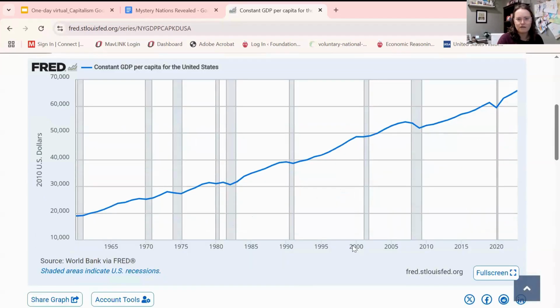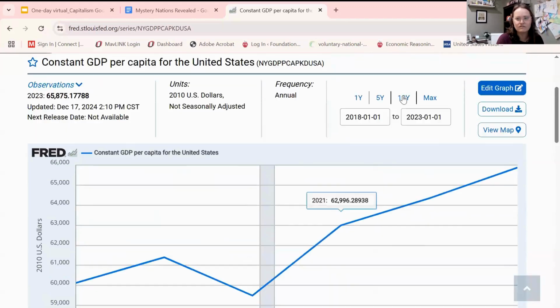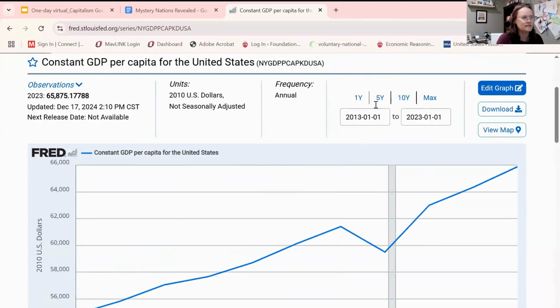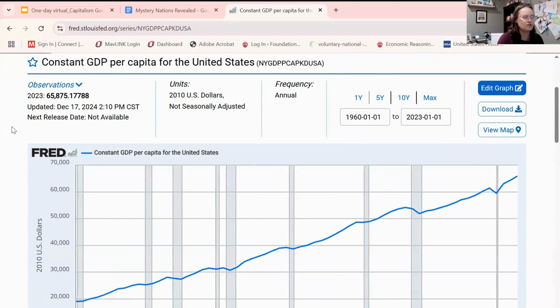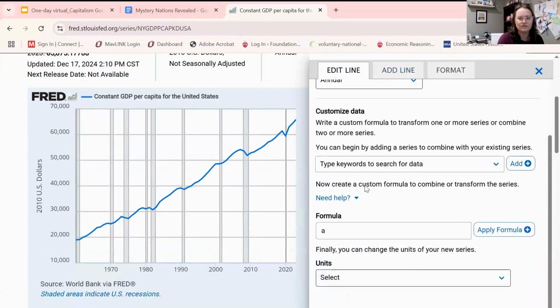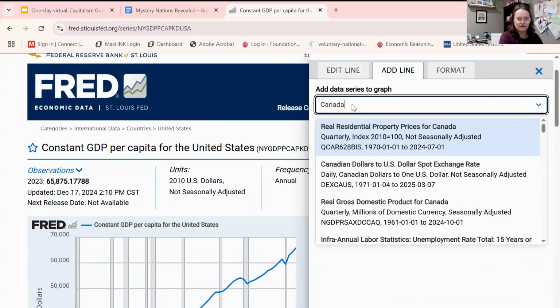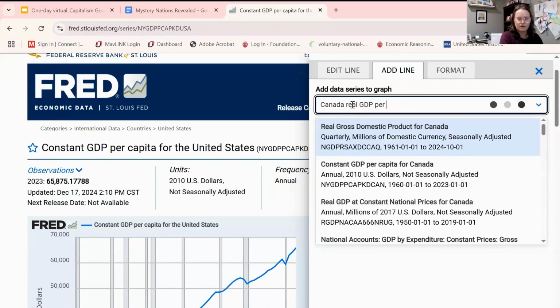They've changed it slightly. There used to be a little dragging. You can look at the last 5 years, the last 10 years, or set some customized dates right here. So what you're going to do is edit the graph right here, click edit the graph, and let's add a line. You can edit the lines for different things, but let's just add a line. So let's look at Canada, real GDP per capita.